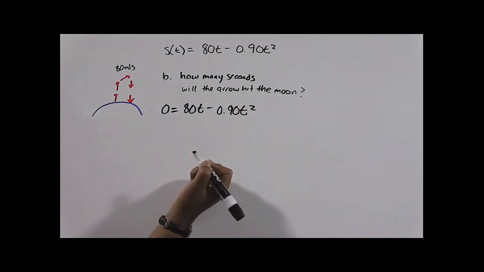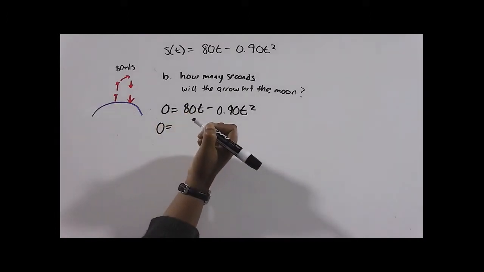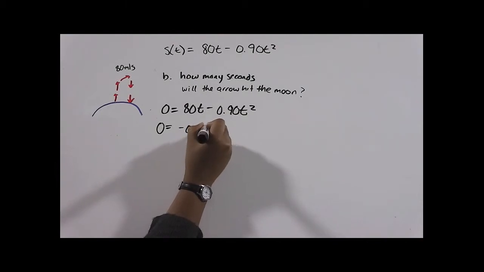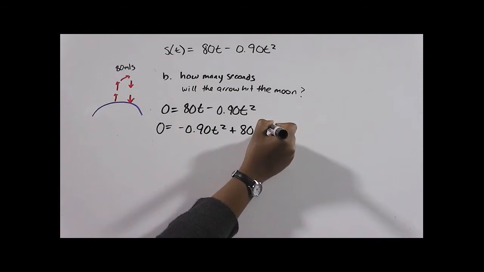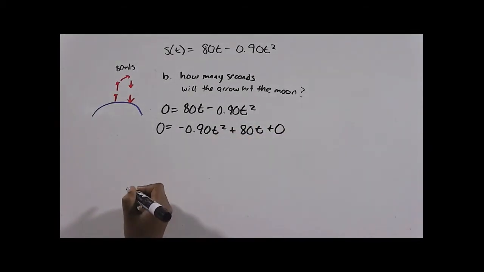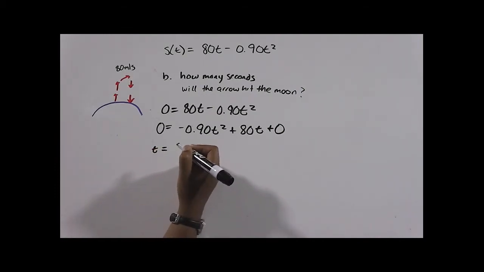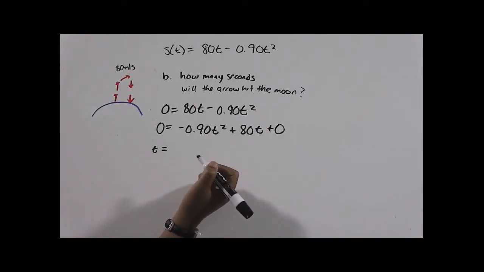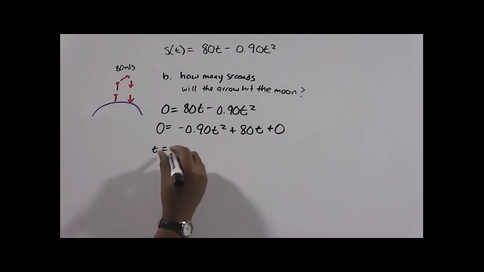And this should remind you of a quadratic formula. So let's just rewrite this in a format that looks a little more familiar to us. And now that we have it in this formula, we can find t by the quadratic formula, which is negative b plus or minus the square root of b squared minus 4ac all over 2a. So let's just plug in those numbers.